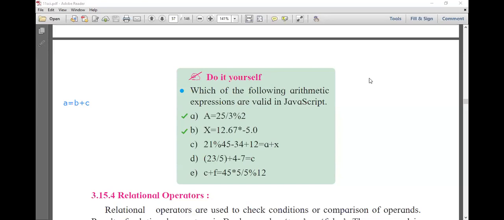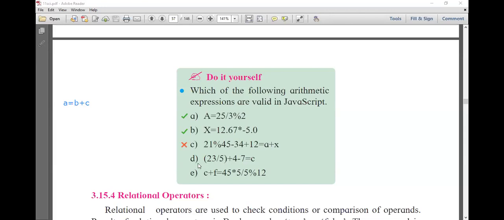Good. Now the third one, C. Okay, now answer me for C. 21 mod 45 minus 34 plus 12. Yes, it is invalid. Good. It is an invalid statement. Okay, so it is an invalid statement, right? Yes, this is an invalid statement.